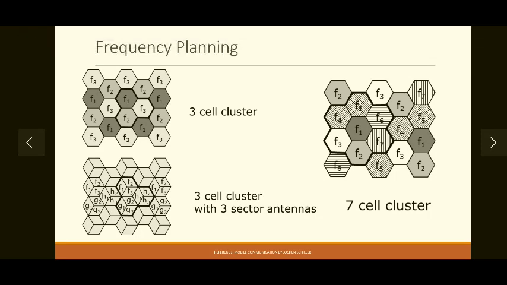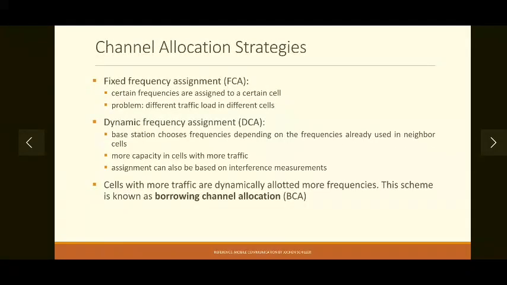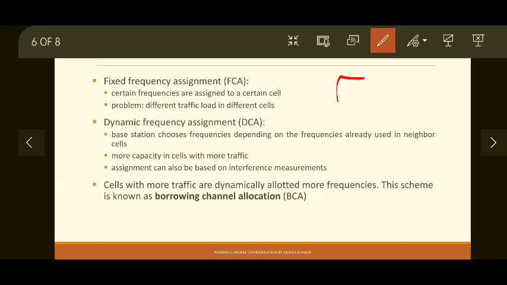So how to allocate channels to these cells? There are different strategies adopted. Primarily 3 of them are shown. First one is a fixed frequency assignment, that is fixed channel allocation, FCA. FCA stands for fixed channel allocation. In fixed channel allocation, each cell is allocated a fixed number of frequencies, let's say 5 or 10. Let's say each cell will be allocated 5 frequencies. So that is fixed channel allocation.